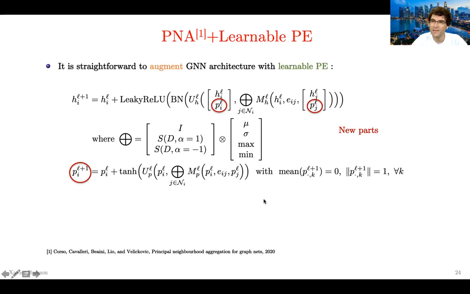So we can also use this learnable positional encoding for other GNNs. For example, here we consider PNA from Petar Velickovic and his collaborators. Again, we can augment this GNN architecture by concatenating the structural information with the positional information here and here. We keep the same aggregation equation. We have the new P update with the same analytical form as this one, except that we have different parameters that we can learn.